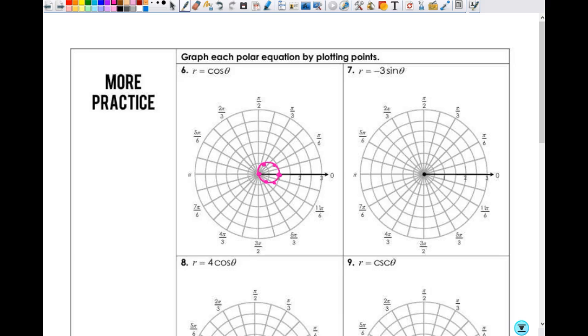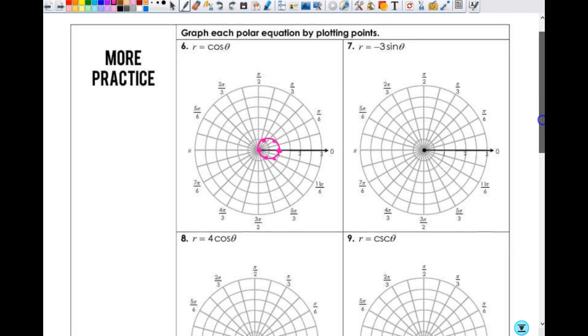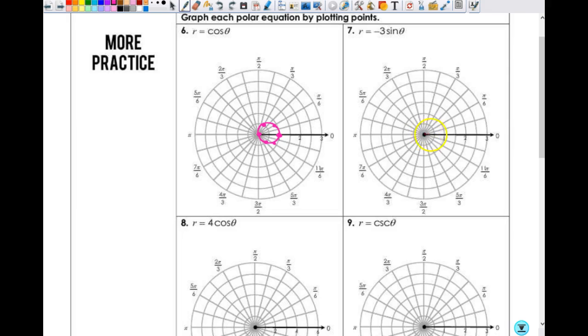Questions? Yeah, we got a -3, and we'll work on that one today. Any questions at this point? All right, so let's look at number 7. We've got sine of theta, so 0. What's the sine of 0? 0. So that's just 0.